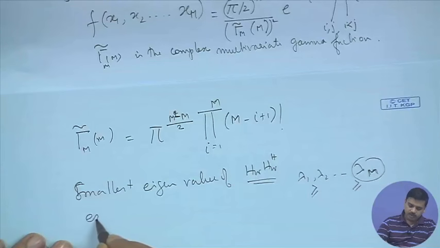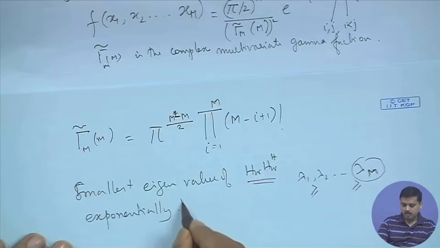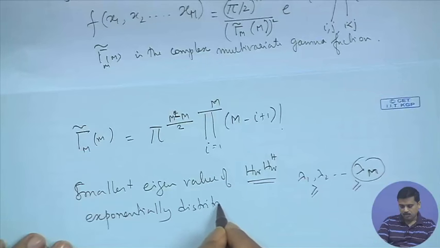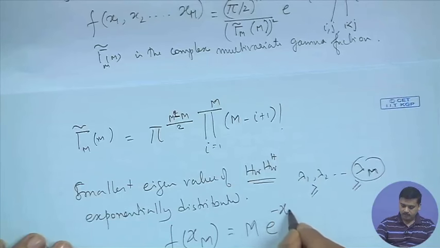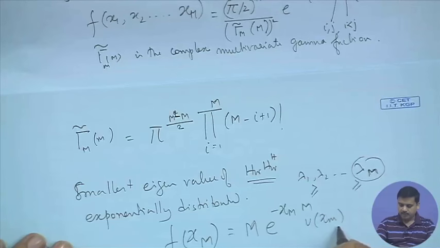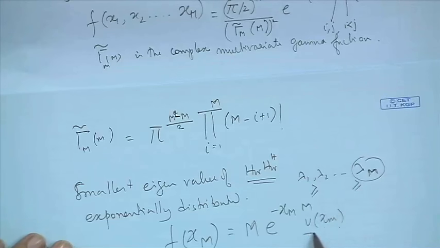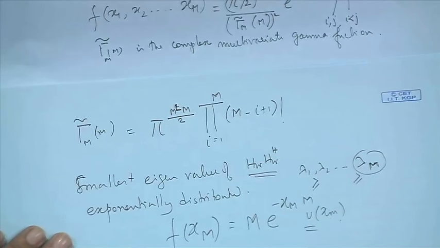So this is exponentially distributed. This is useful. So f of xm is given by m e to the power of minus m times xm, u of xm. Okay, so this is for xm greater than or equal to 0. This is the indication. So what we have is these kinds of things as the smallest eigenvalue.